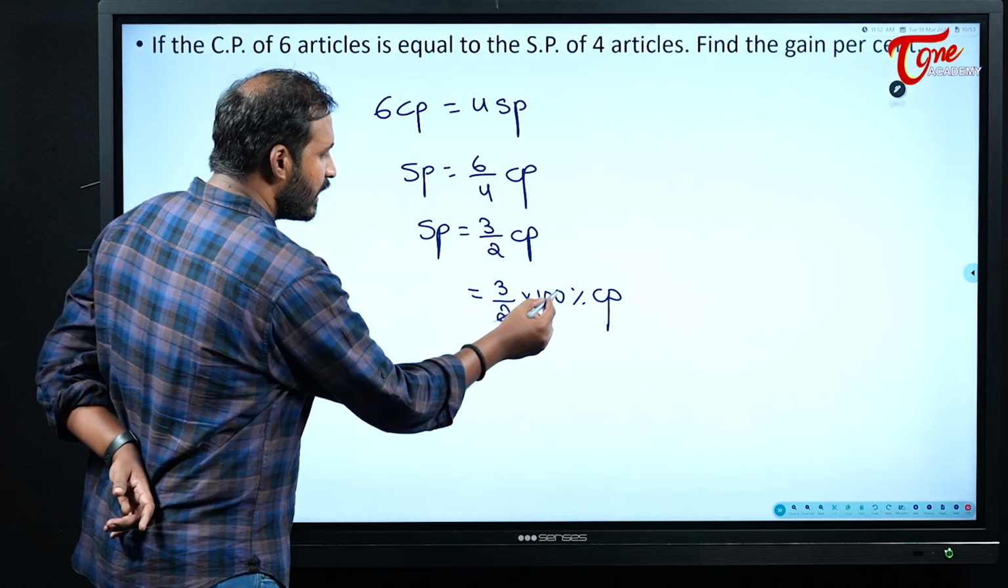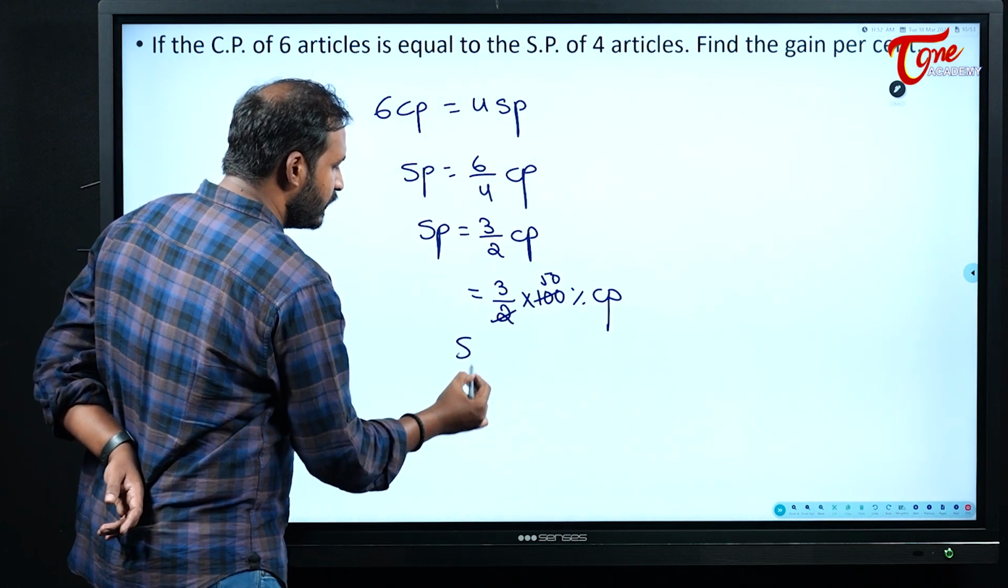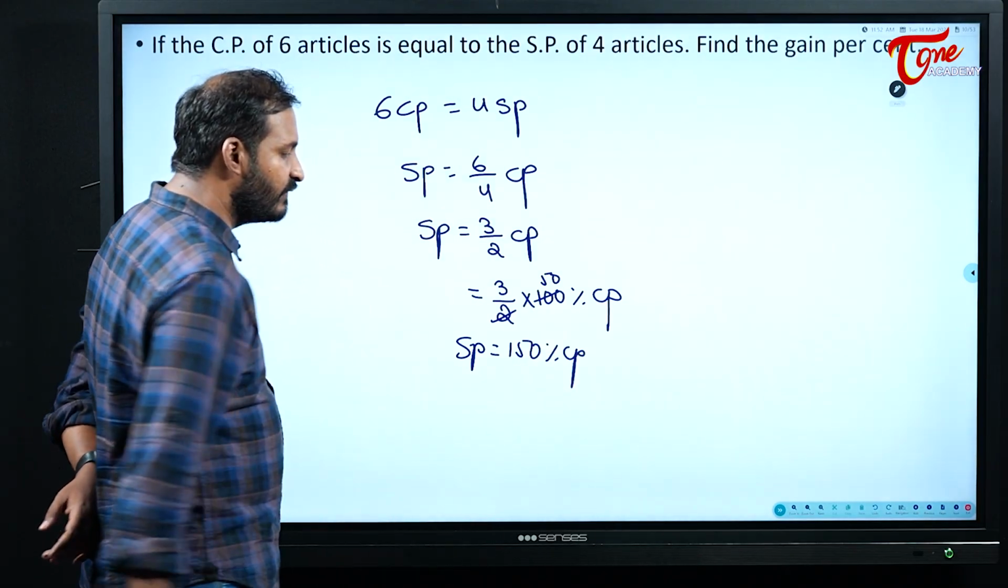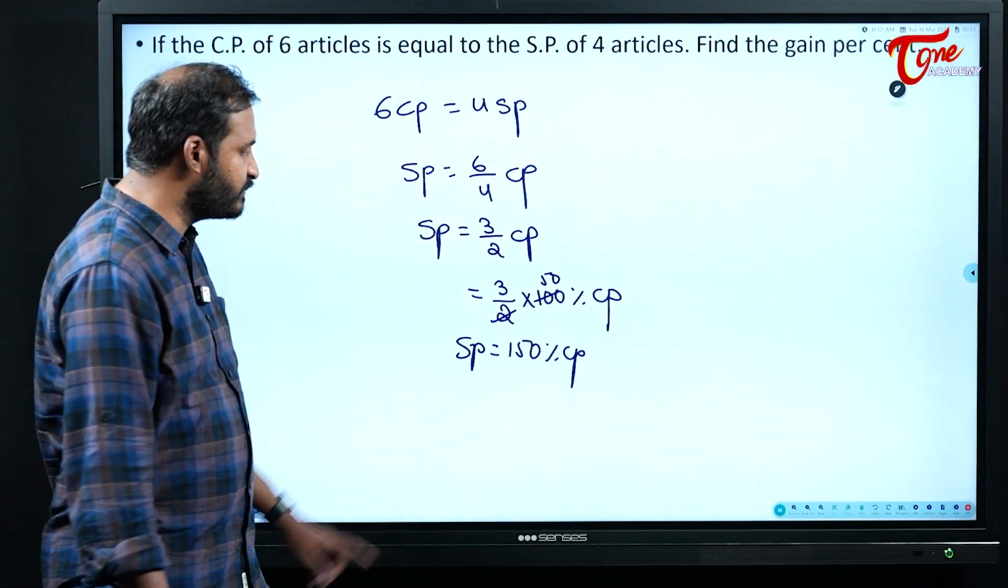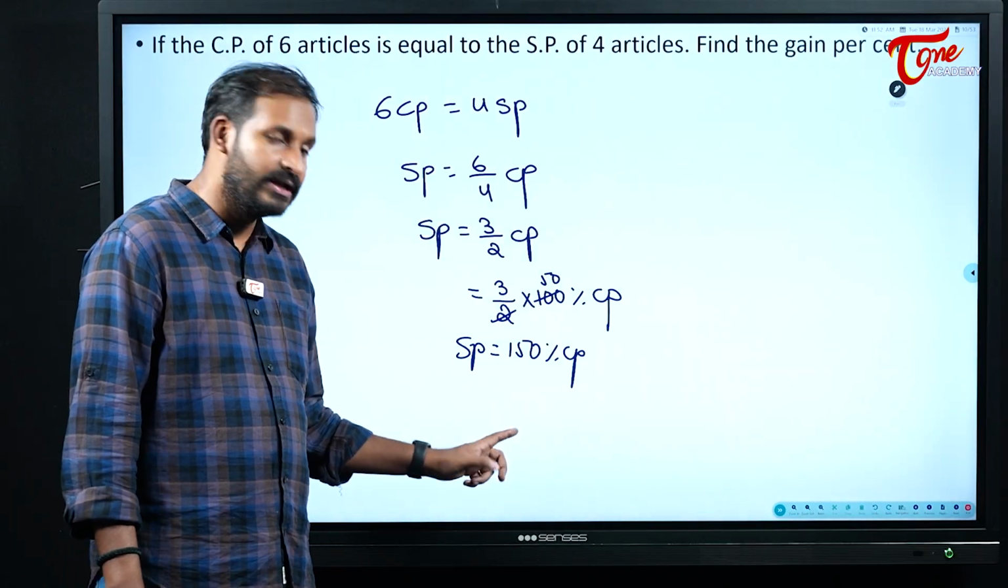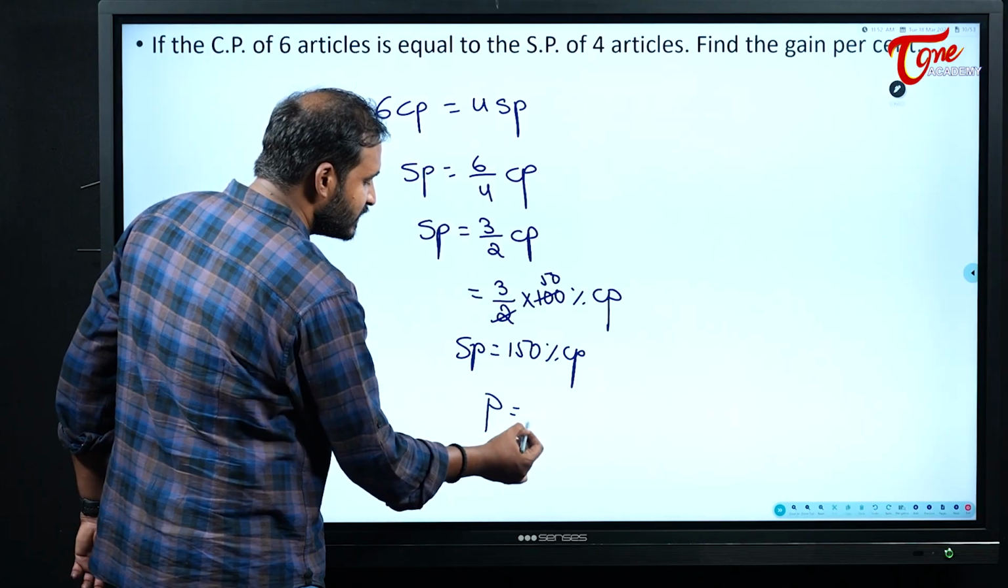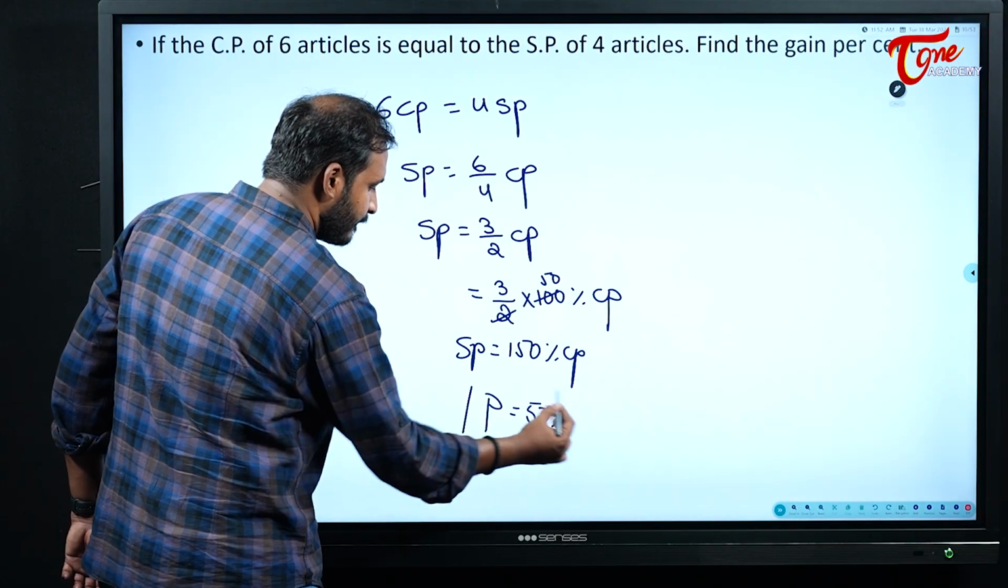Okay. So now what happens to this? SP is equal to 150% of CP. First of all, tell me whether it is profit or loss? Profit. More than 100. And profit by what percentage? 50%. So here the profit is 50% for us.